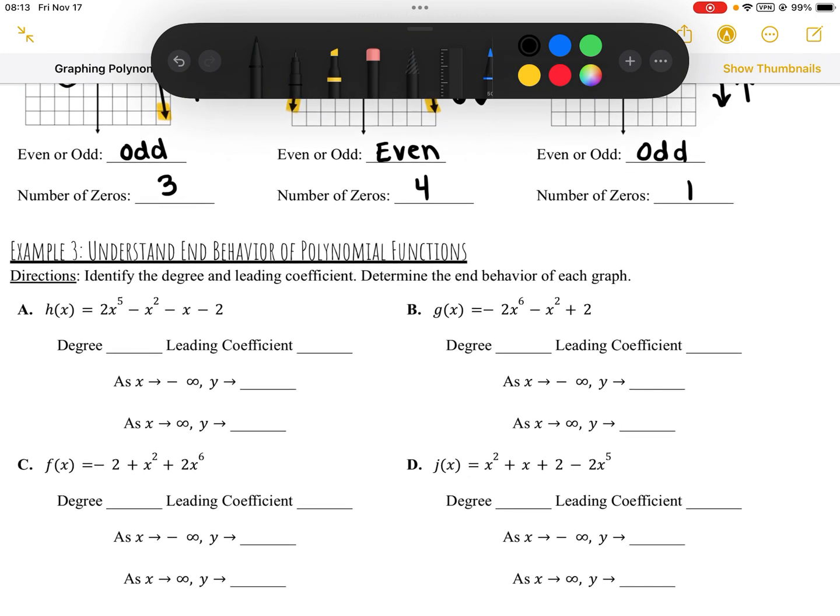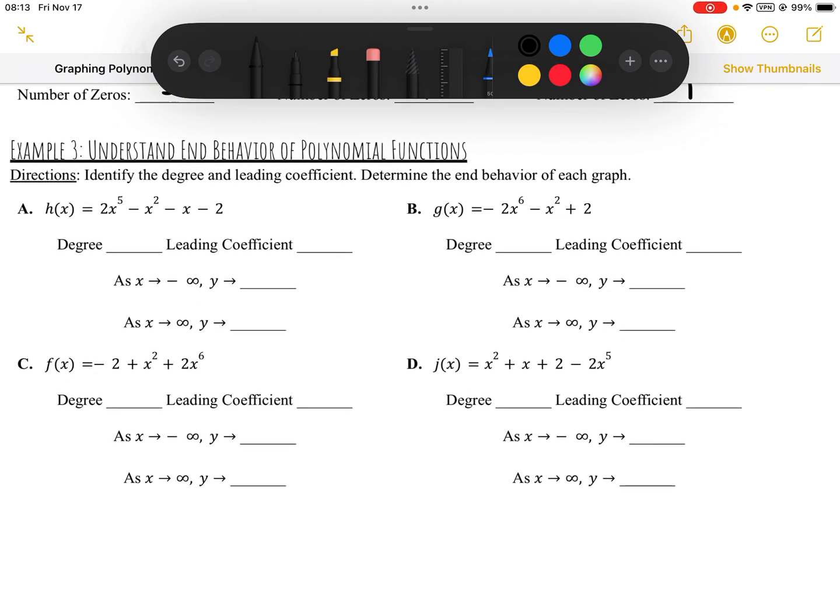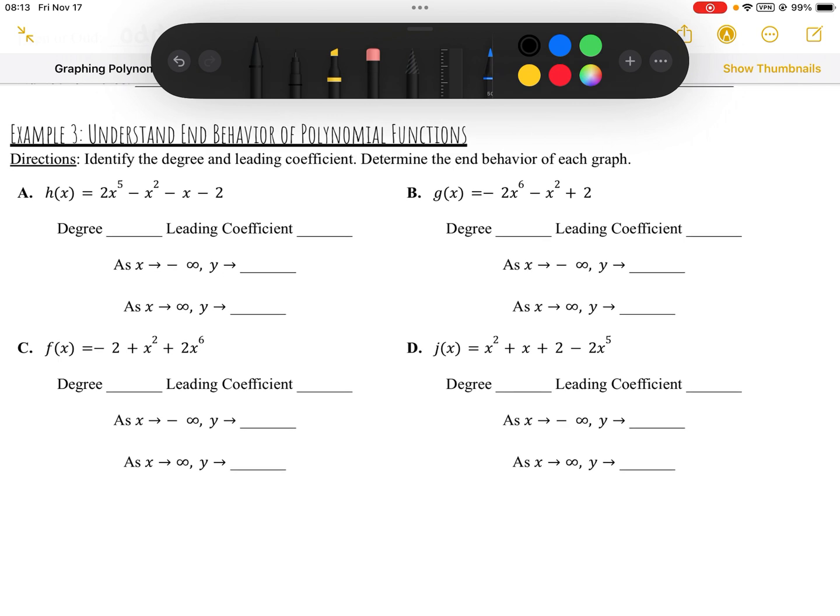So now we're going to go ahead and look at polynomial functions, the actual equation. Example 3, we're going to understand end behavior of polynomial functions. We are going to identify the degree and leading coefficient and then describe the end behavior of each graph.